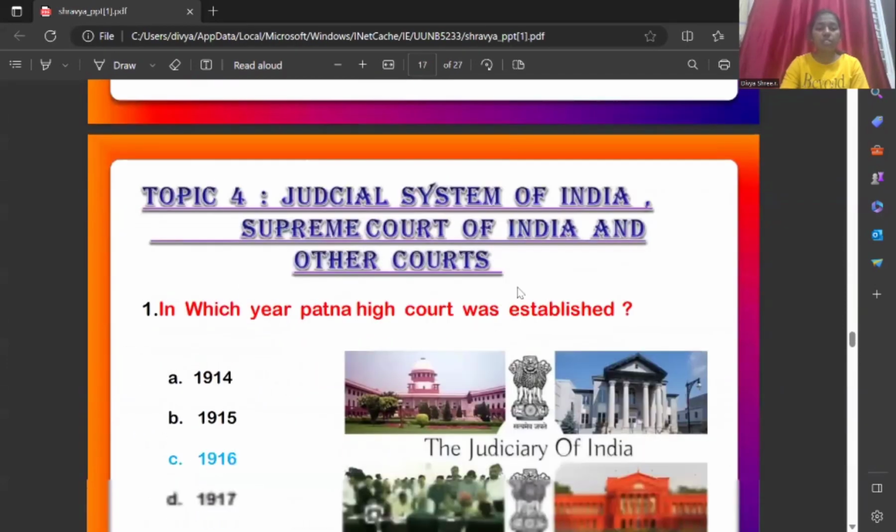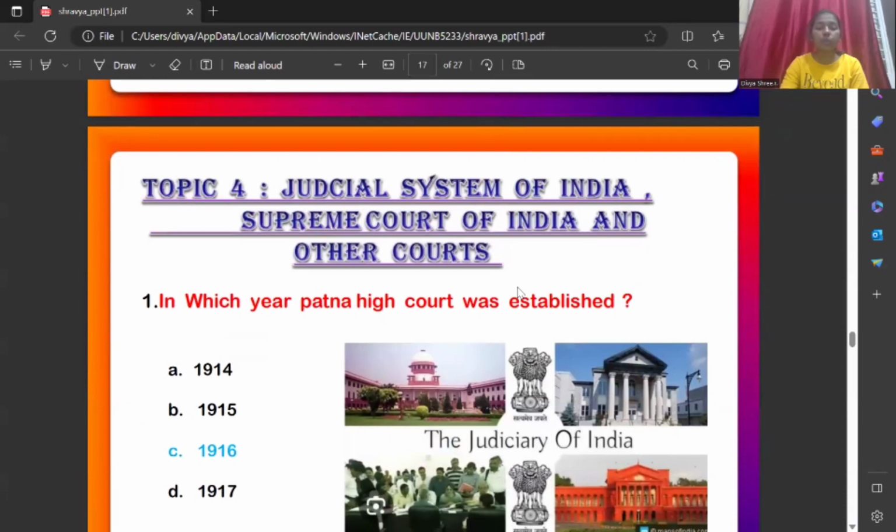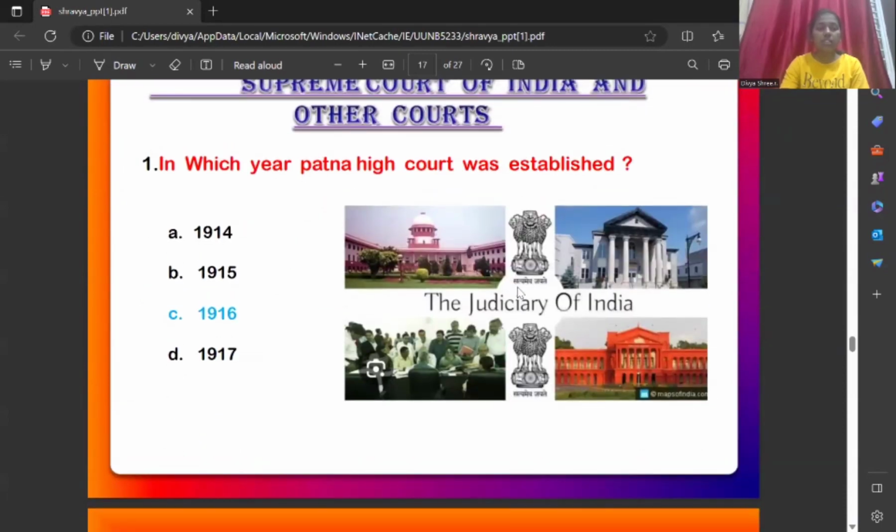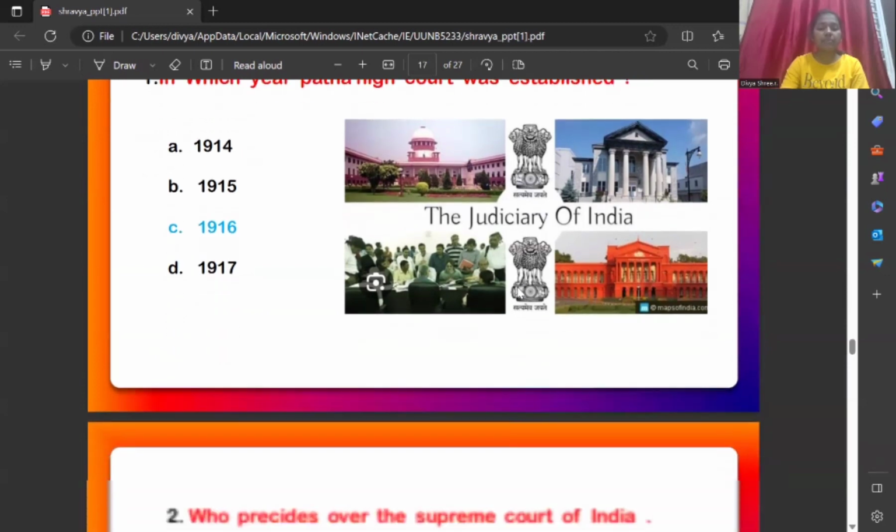And topic 4 is Judicial System of India, Supreme Court of India, and other courts. In that, the first question is, in which year was Patna High Court established? The options are 1914, option B is 1915, option C is 1916, option D is 1917. The correct answer is option C, that is 1916.